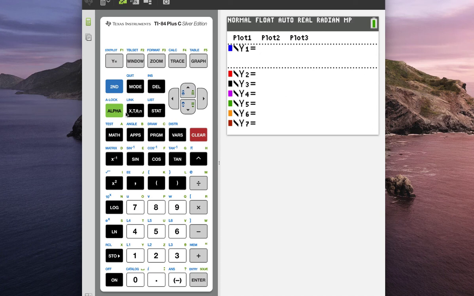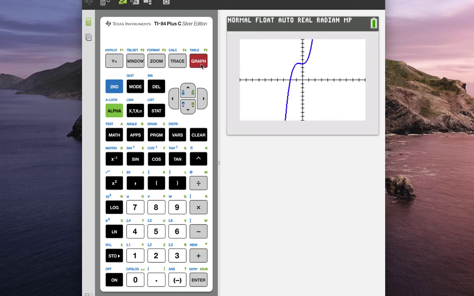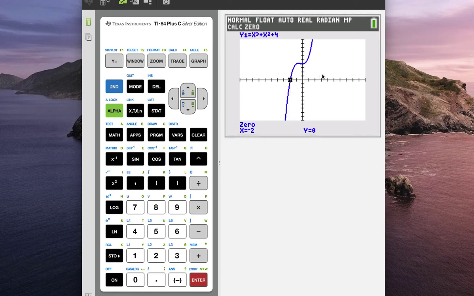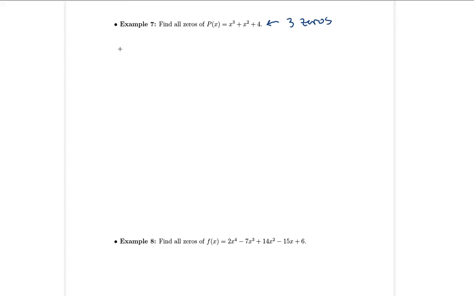So we have x cubed plus x squared plus 4. All right, and so we'll graph that. Looks like we have a good candidate right here. So let's find that zero. Go to the left, go to the right. x equals -2. And before we jump back to that page, let's note it doesn't look like it crosses the x-axis anywhere else. So that probably means that this is our only real zero. We'll keep that in the back of our mind. So we'll make that comment: x equals -2 is a zero.